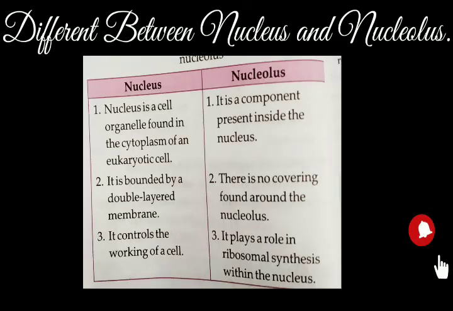If you want to differentiate between the nucleus and nucleolus, see this table. Nucleus, how will you write? Nucleus is a cell organelle found in the cytoplasm of a eukaryotic cell. Nucleolus, a component present inside the nucleus. Nucleus has a double layered membrane, and nucleolus has no covering. Nucleus controls the working of a cell, whereas nucleolus plays an important role in ribosomal synthesis within the nucleus.